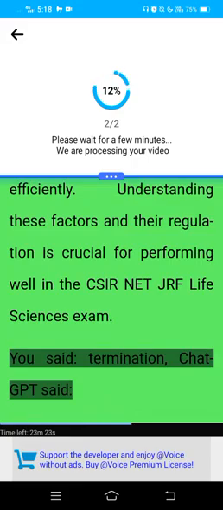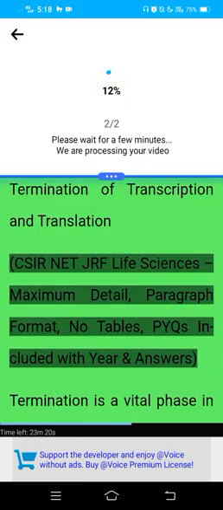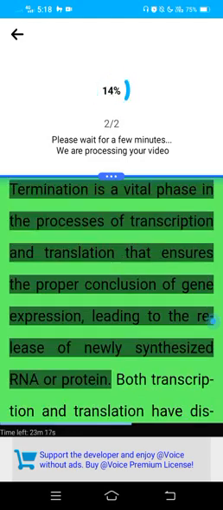You said: Termination. ChatGPT said: Termination of transcription and translation. CSIR NET JRF Life Sciences. Maximum detail. Paragraph format. No tables. PYQs included with year and answers.